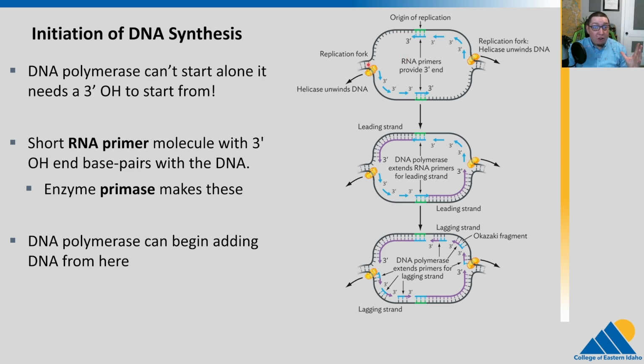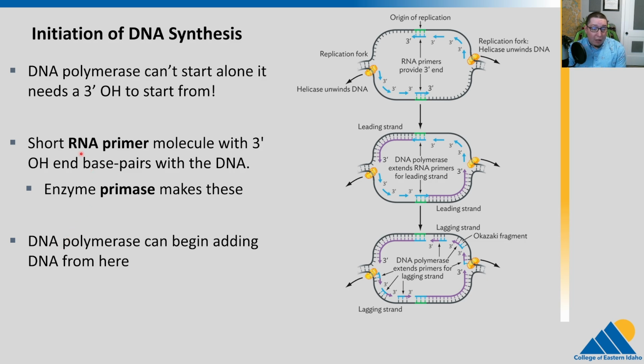This replication fork is moving to the left, but here the DNA needs to get copied in the opposite direction, moving to the right. I will come back to that, but that is going to cause there to be what we call a leading strand, which starts from its primer and just continues replicating, and a lagging strand, which has to make multiple little primers and will result in these small fragments called Okazaki fragments.